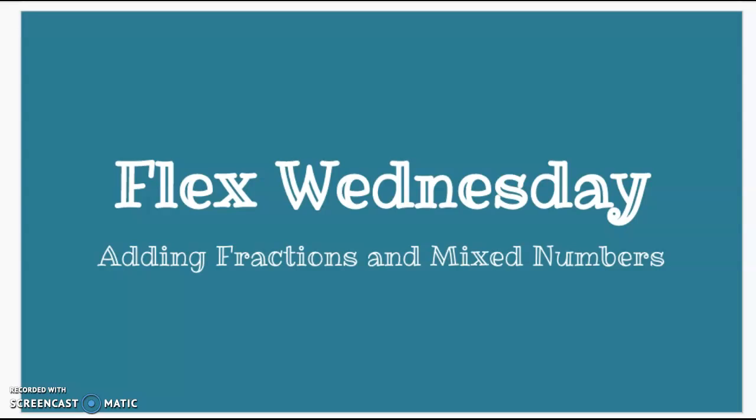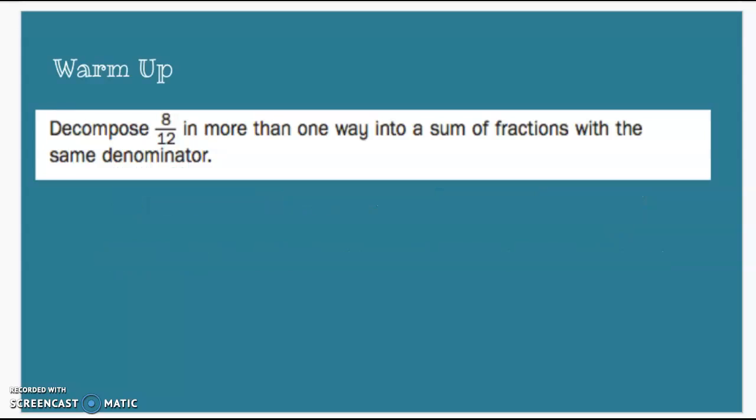Today we're going to review adding fractions and adding mixed numbers when they have a like denominator. But before we do that, let's start with a warm-up. On your whiteboards, I want you to decompose 8 twelfths in more than one way into a sum of fractions with the same denominator. Show me two different ways that you can decompose 8 twelfths. Pause the video, and when you're ready, press play.